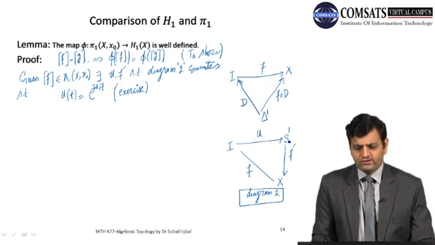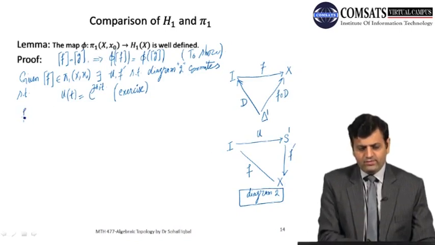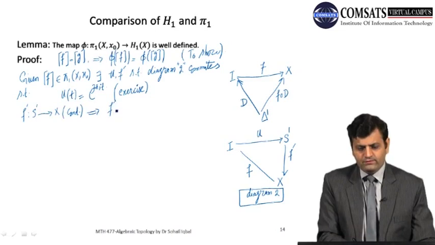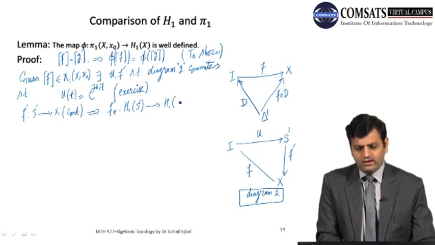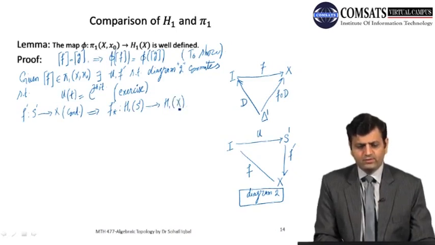So we have this map u of t, and this map f prime is basically a continuous function from S1 to X. If we have a continuous function from S1 to X, then f prime from S1 to X, which is continuous, implies a map between the homologies of S1 and X. This is a very simple observation, and we have seen this many times in our previous discussions.